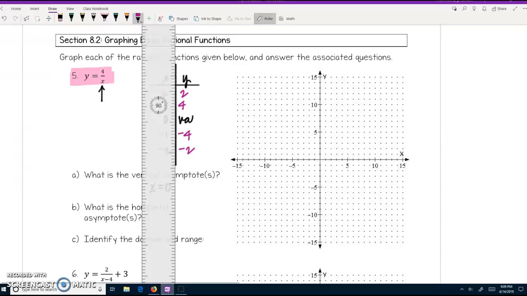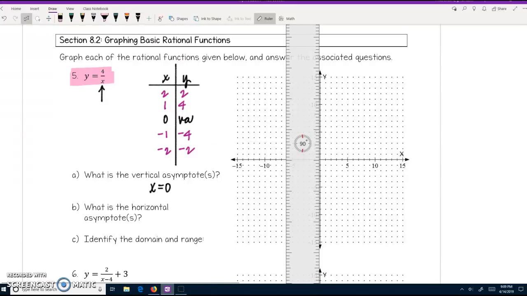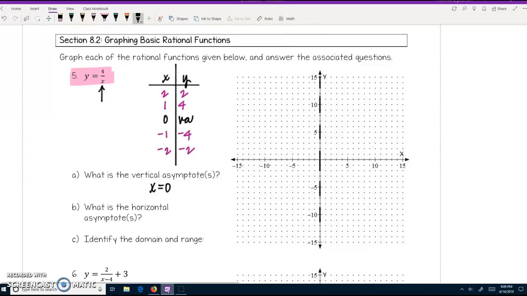So then we can go ahead and plot our vertical asymptote, and we can plot those points. For my vertical asymptote, I can just draw a straight line vertically through the origin because I can't divide by 0, so I'm never ever going to touch those points. And then I can fill in the points that we've graphed. So we have 1, 4 here, and then 2 is right here. Over on the left, I have -1, -4, and then I have -2, -2.